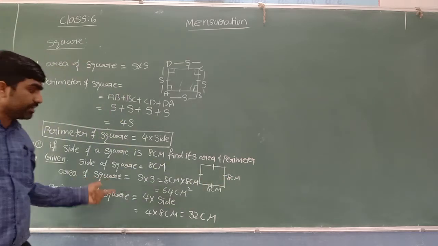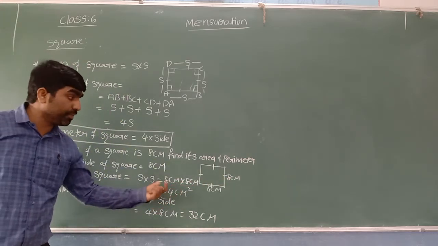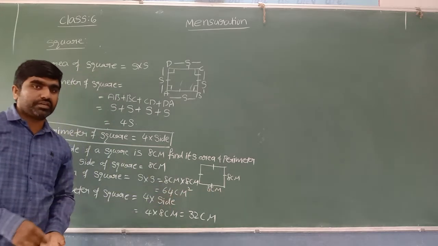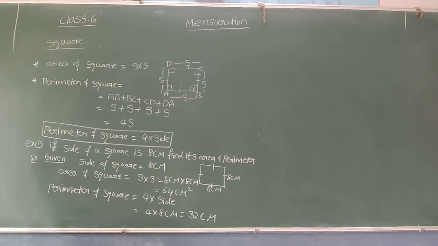So its area is in square centimeter. Suppose the length of the side is in meter, its area is in square meter. So this is the way you can find the area and perimeter of a square.